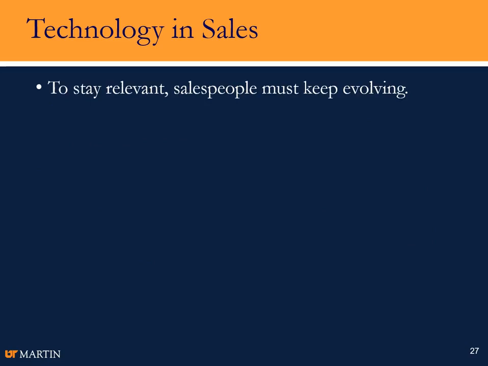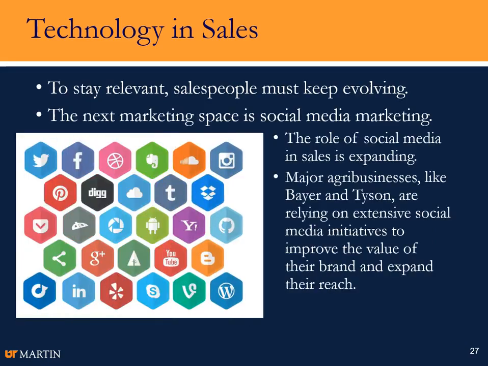So to stay relevant, salespeople have to keep evolving. And what are they doing? They're using social media marketing. The role of social media marketing in sales is expanding. Major businesses, Bayer, Tyson, John Deere, all of them are relying on extensive social media initiatives to improve the value of their brand. They're getting information out there about themselves by hiring social media people to push their product. And while those people are still in the marketing world, they're not direct salespeople, but they're creating sales for the company and allowing the sales themselves to be automated.